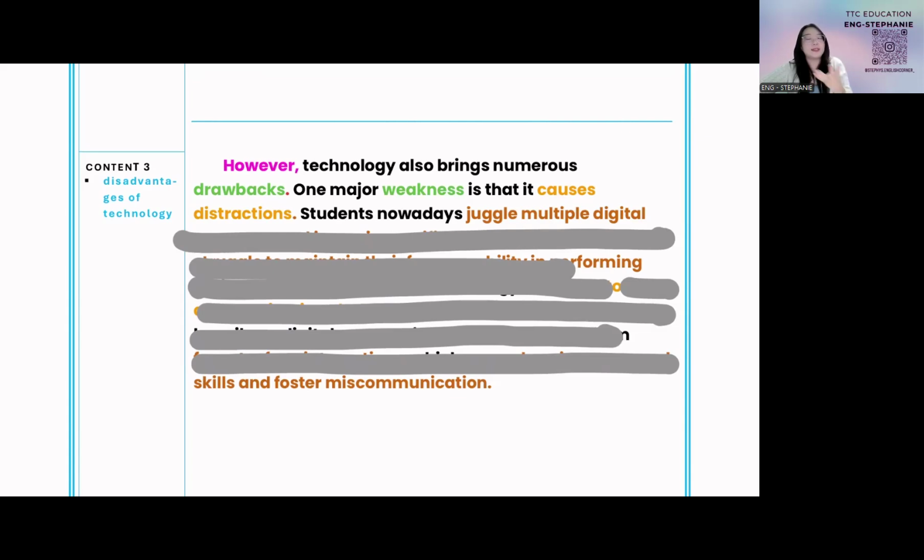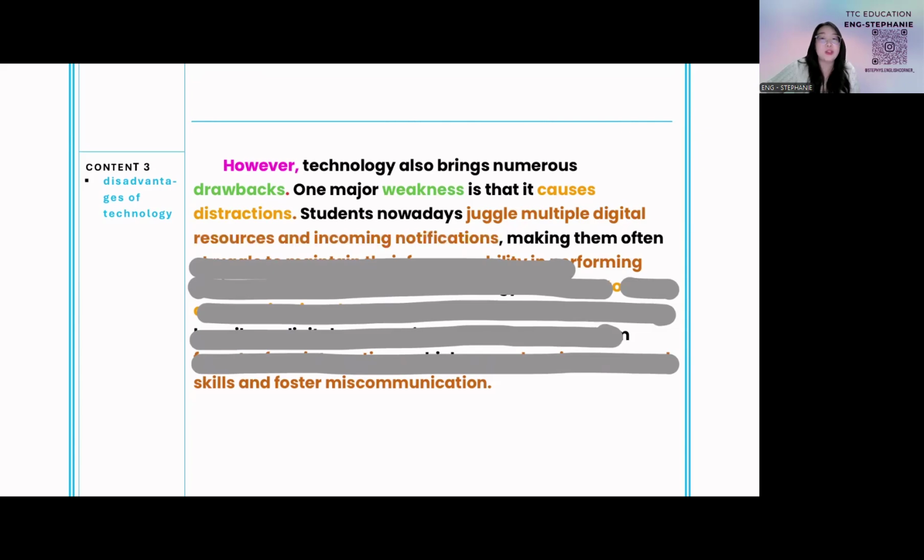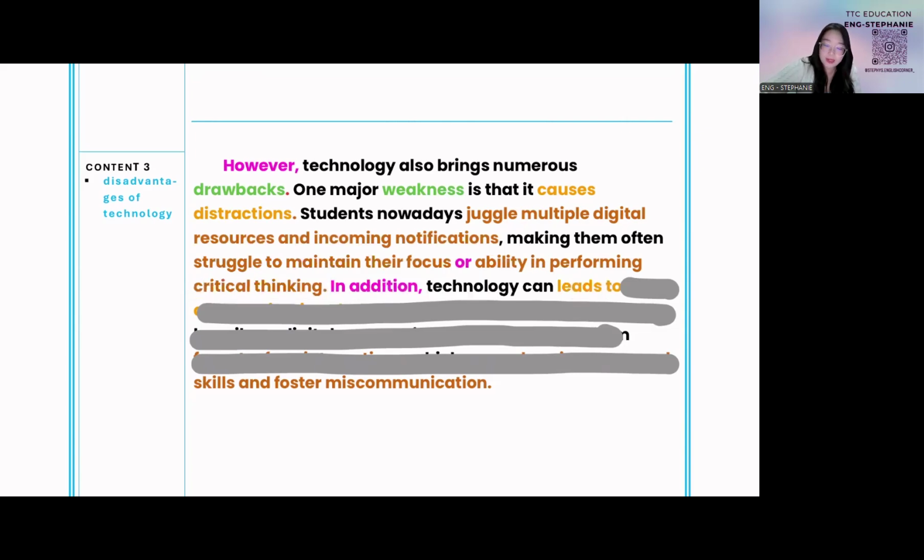Explain more, please. For example, students nowadays juggle multiple digital resources and incoming notifications, making them often struggle to maintain their focus or ability in performing critical thinking. Okay, that's the first one. Then we move on to the next one by using linking words. In addition, technology, other than causing distraction, also leads to communication challenges, right?